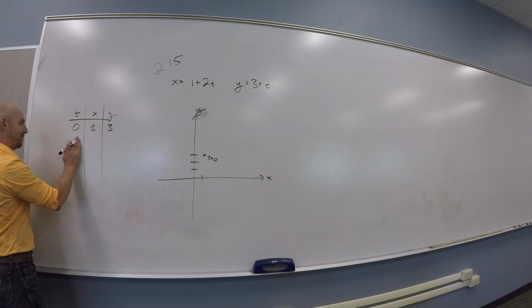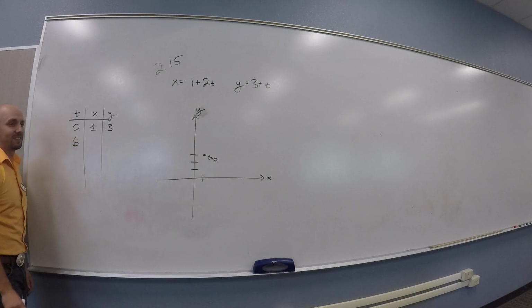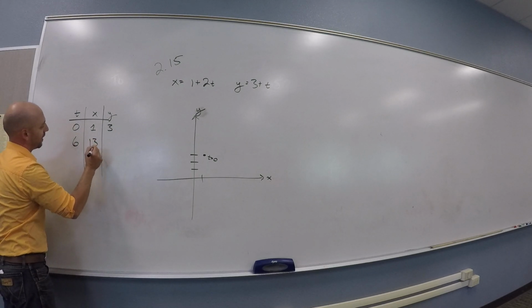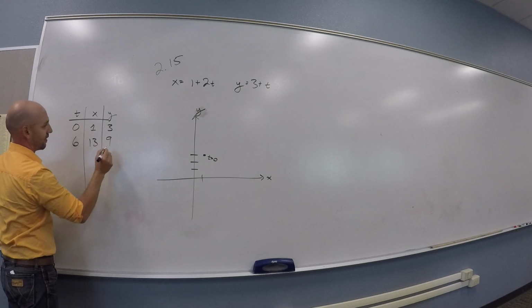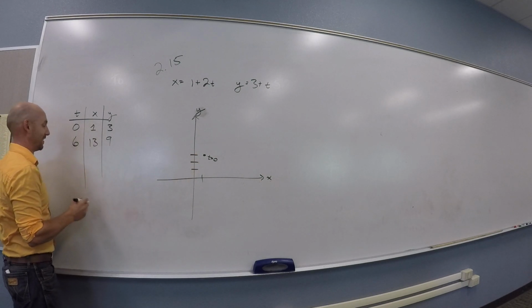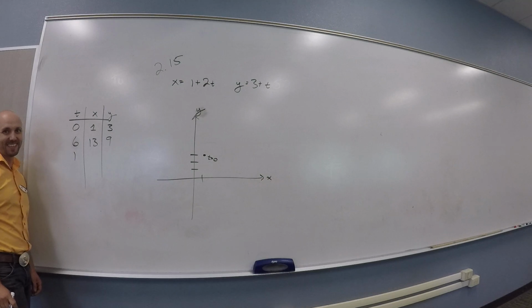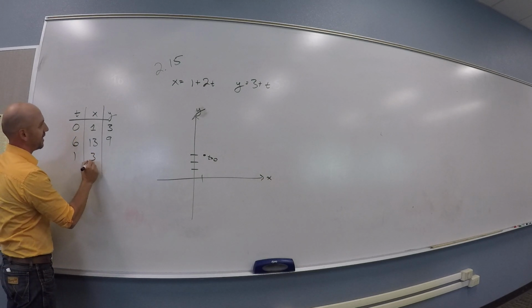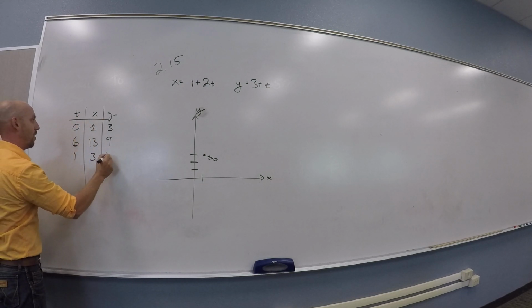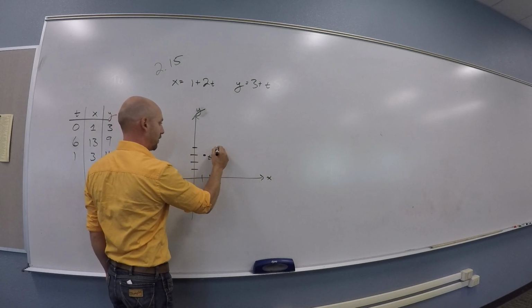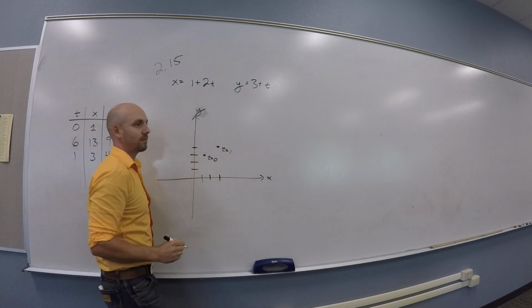6. Okay. Fine, we'll try 6. What do you get? 13 and 9. I don't have space for this. Right? I need 13 ticks. I'm going to do 1 because I'm lazy. So if I put 1 in, I think I get 3 and 4. So 3, 4, dot, t is 1.